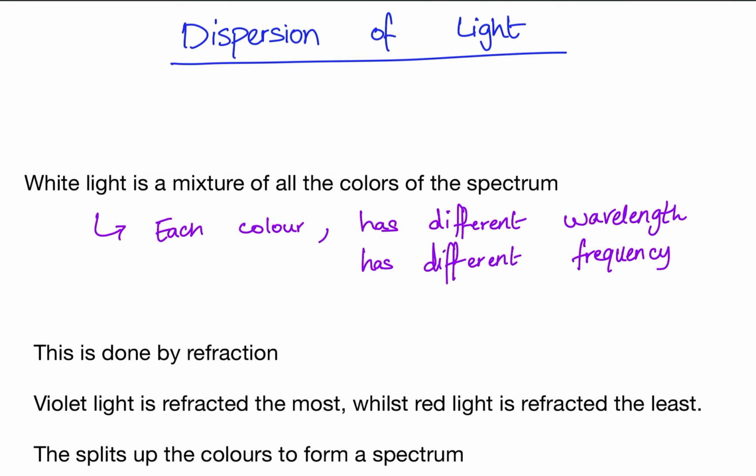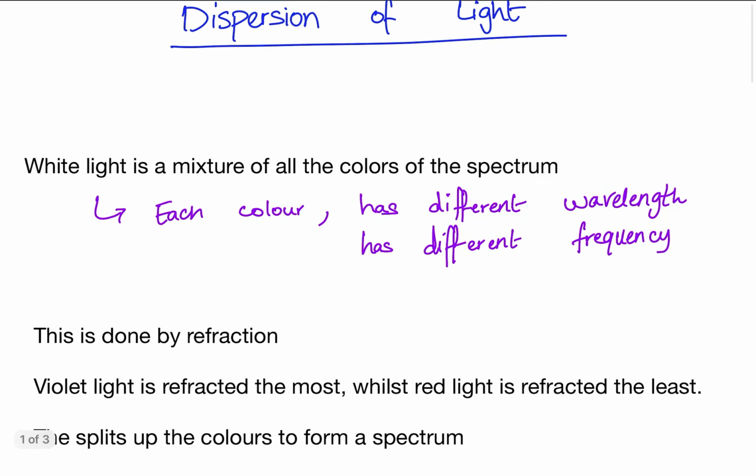Hello, welcome to today's lecture in which we're going to study about dispersion of light. What is dispersion of light? Basically, in physics, you have a white light. A white light is a mixture of all the colors of the spectrum.